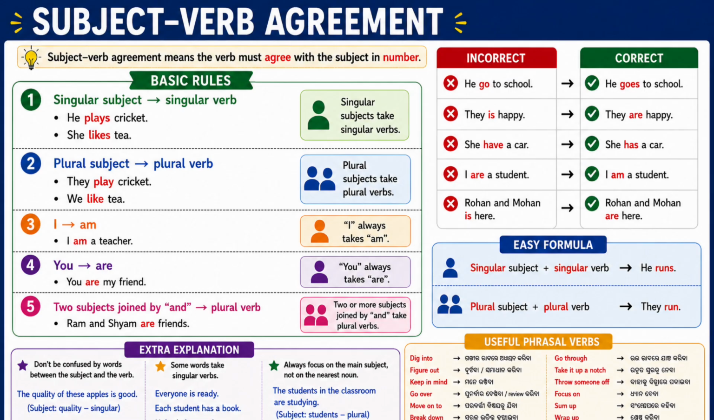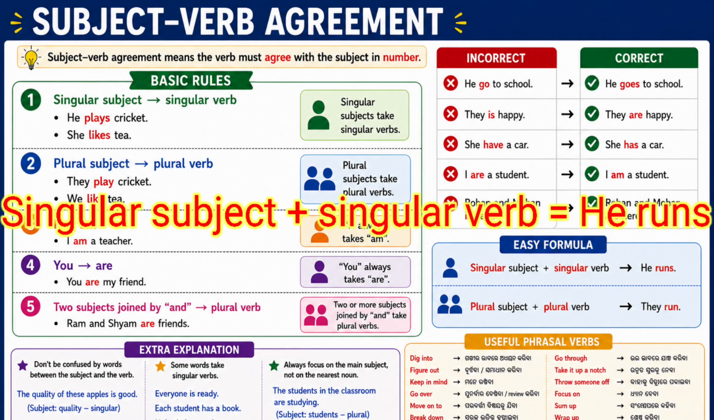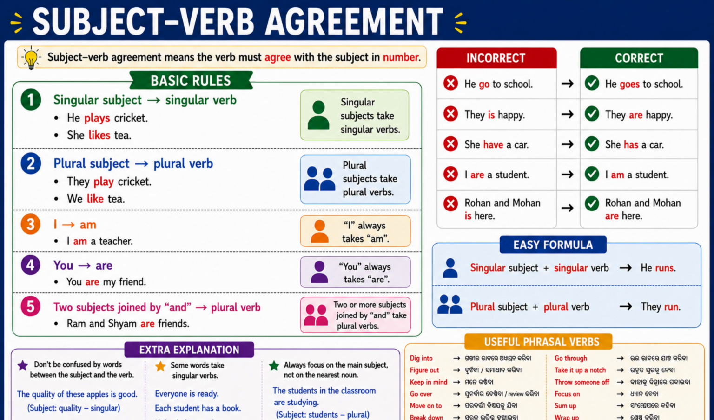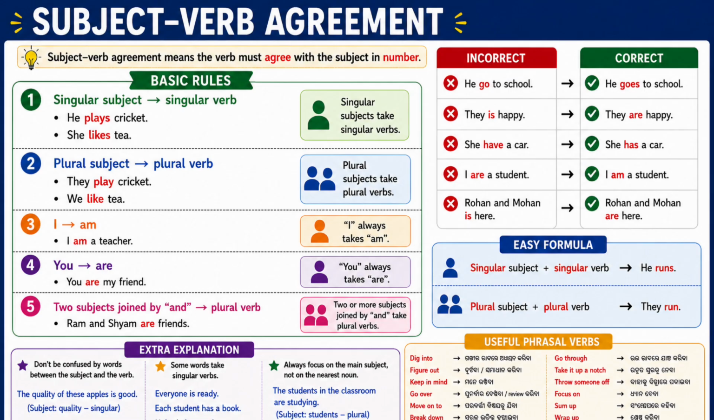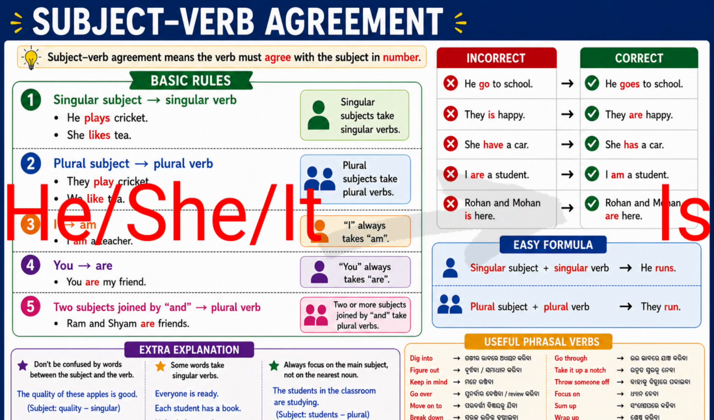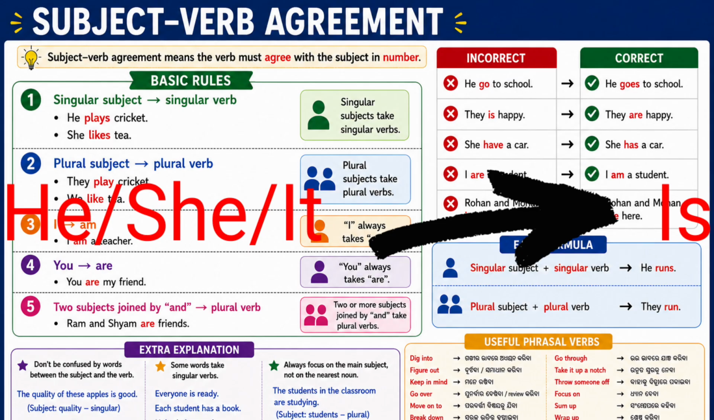Easy formula. Let's sum it up with a simple formula. Singular subject plus singular verb. He runs. The subject is he and the verb is runs. Simple. Plural subject plus plural verb. And remember these special forms. I always takes am, you always takes are, he or she or it always takes is.